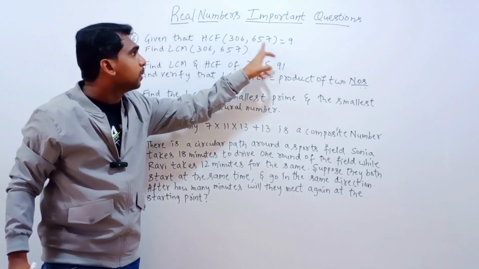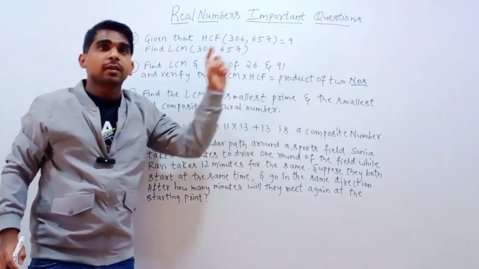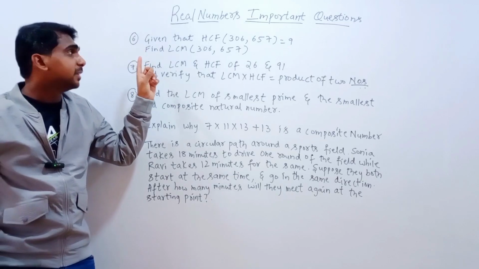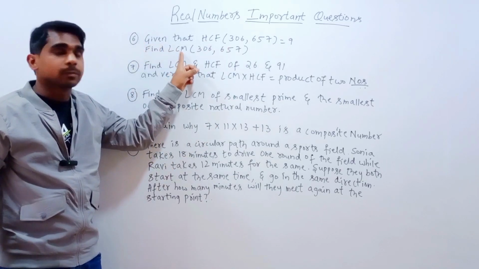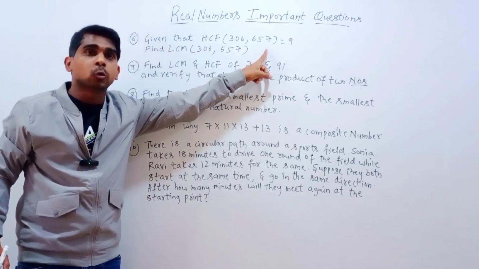Sixth question. Given that the HCF of 306, 657 is 9, find the LCM of 306, 657. Here they have given two numbers as well as the HCF. If we use the formula HCF × LCM = product of two numbers, we can find the LCM. Okay, this will be asked for 2 marks.